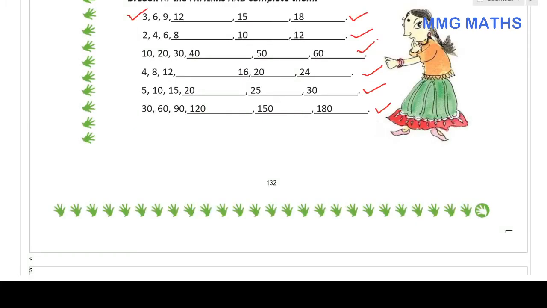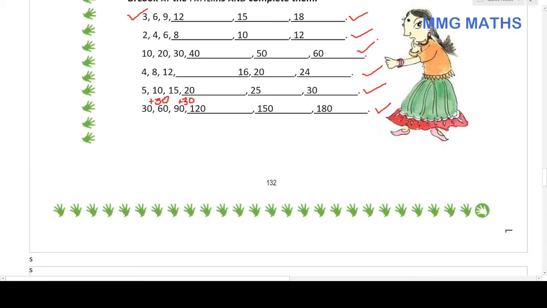Okay, children, next question is 30, 60, 90, 120, 150, 180. So what we have to do here, children: when you subtract 30 from 60, you get 30. When you subtract 60 from 90, you again get 30. So we have to add 30 over here. When you add 30 to 90, you get 120. Okay, in the same way you have to repeat the process.